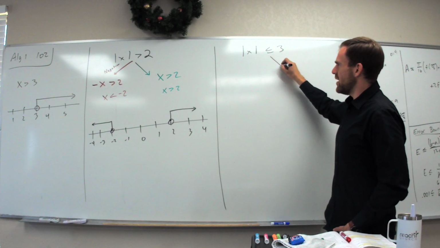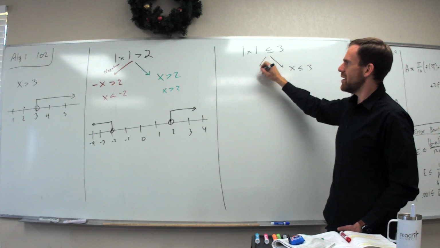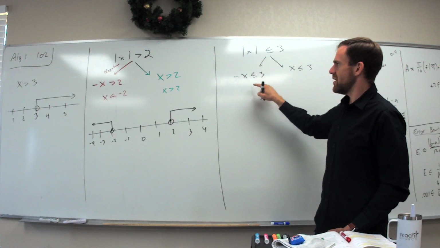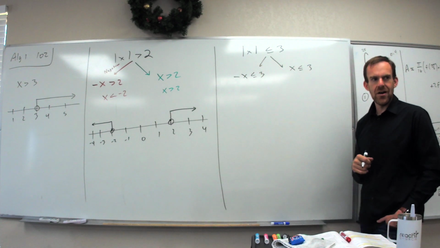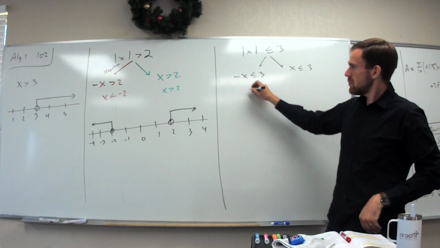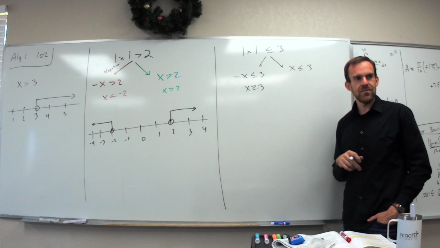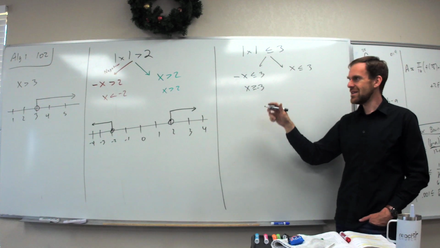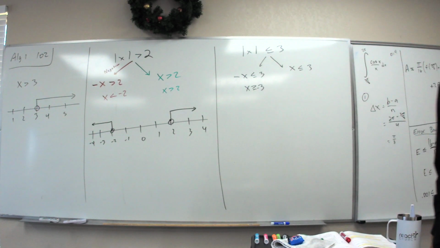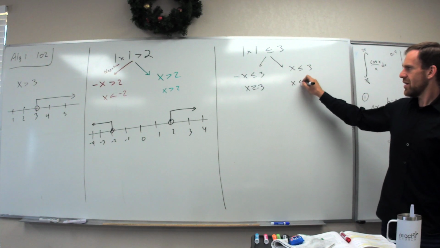So the positive one, if x is positive, it's just x is less than 3. The negative one, we have to plug in negative x is less than or equal to 3 and solve this. What does that become, Kara? X is greater than or equal to negative 3. So you multiply by negative on both sides, and that switches the sign. Over here, we have x is less than or equal to 3.